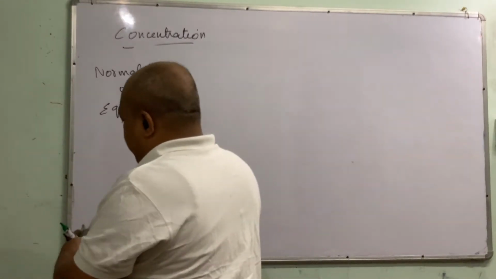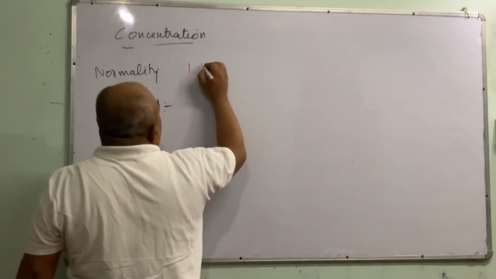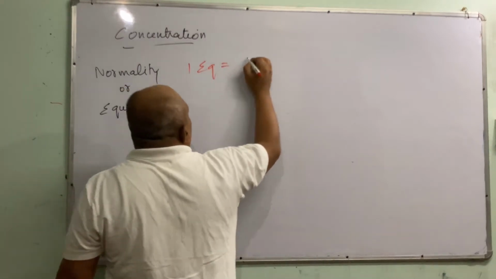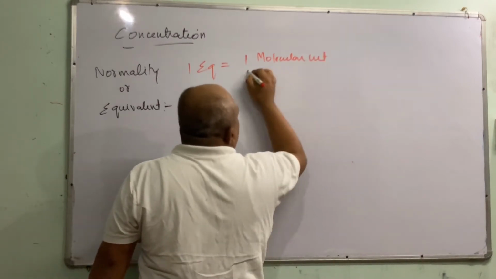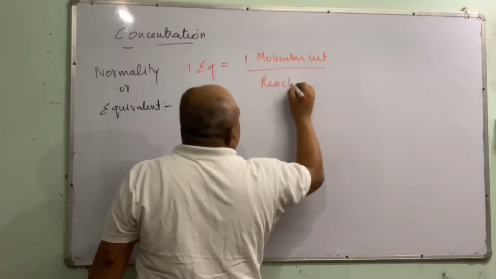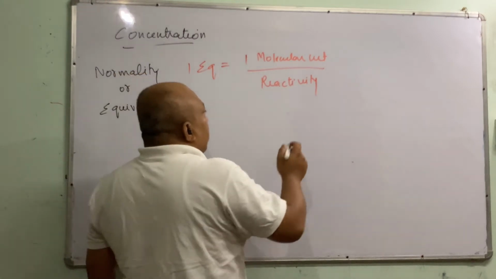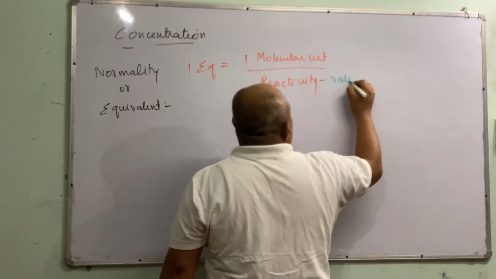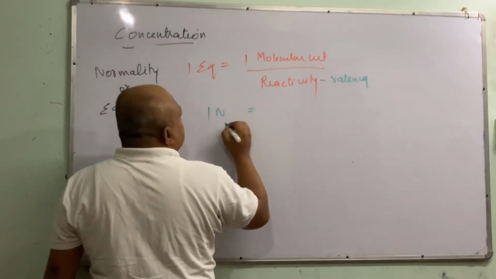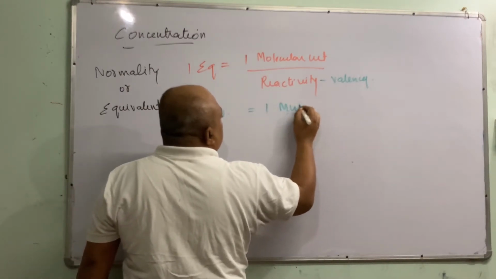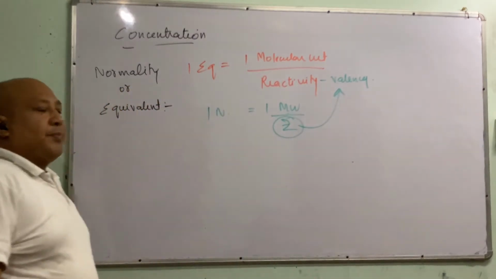Okay, now you see over here, in terms of equivalent, one equivalent is equal to one molecular weight divided by its reactivity. Remember this. In some terminology, reactivity people define as valency also. So one equivalent, or I'll say one normality, is equal to one molecular weight divided by Z. Z is the valency or reactivity. Is that okay?